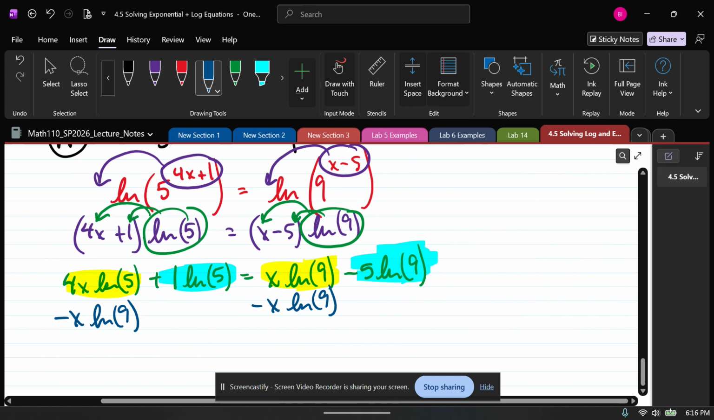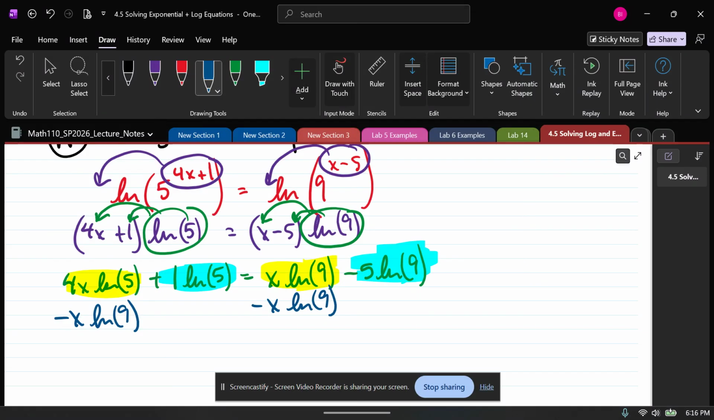How would I move this 1 natural log of 5? Subtract it as well. So I'm going to subtract minus 1 natural log of 5. Cancel, cancel. The natural log of 5 is canceled on the left. The x natural log of 9 is canceled on the right.